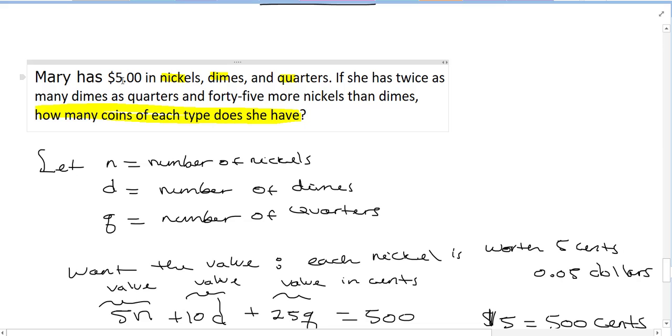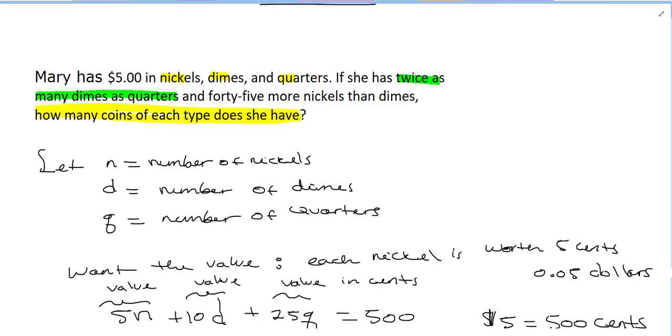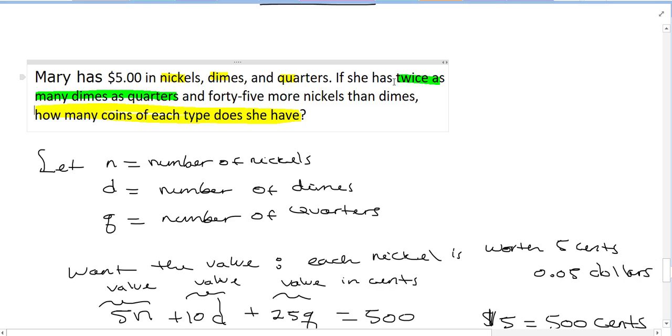So Mary has $5 in nickels, dimes, and quarters if she has twice as many dimes as quarters. Okay, so there's a piece of information we haven't used. She has twice as many dimes as quarters. So what does that mean? Which one does she have more of?